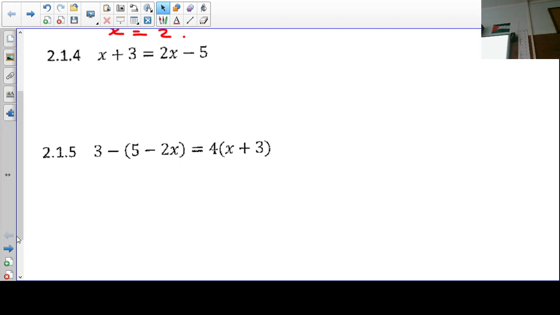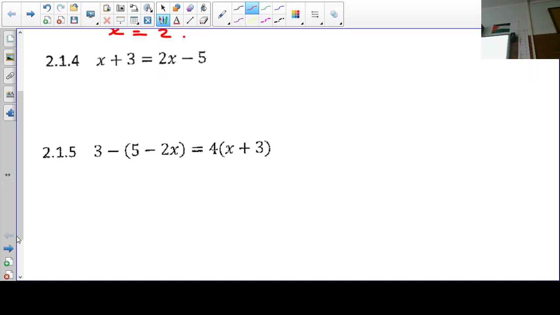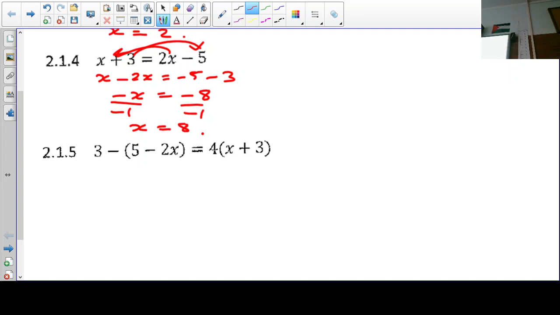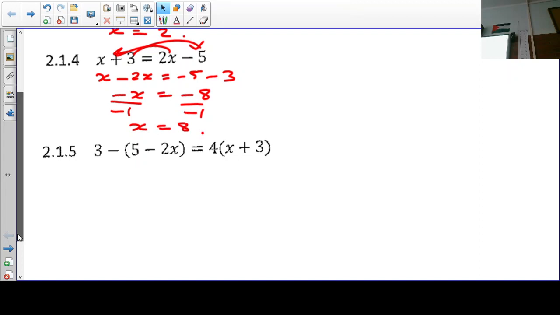So you should know these things already. No? So normally when we introduce, we go a bit slow. Okay. Again, what do we do here? X is one side, numbers on the other side. So you bring 2x over, it becomes minus 2x is equal to negative 5 minus 3. What's 2x minus x? Negative x equal to negative 8. Now what? Divide by negative 1 both sides. So x equal to 8. You all agree with that?